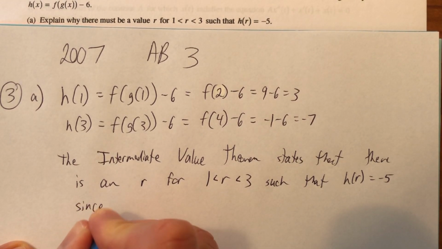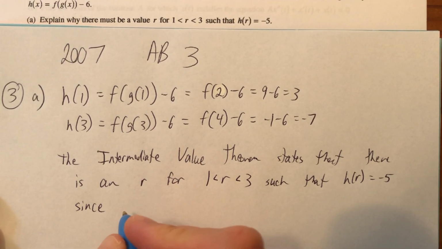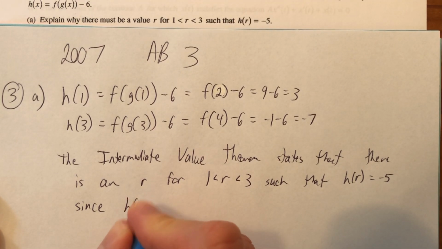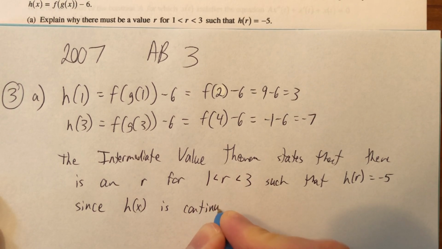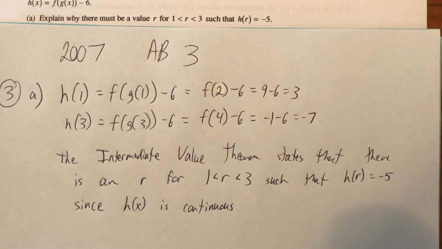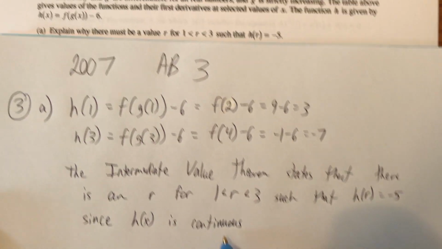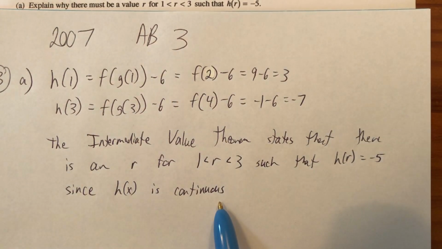Okay, well, what are the conditions that have to be met for the intermediate value theorem? Well, it has to be continuous. Since h of x is continuous, and I went a little overboard in my explanation when I did this one on my own and practiced it. I said that I know it's continuous because f and g are differentiable. Because they're differentiable, it implies continuity. And then when I looked at the answer key, they left that out. So if you want to put that in, you could.